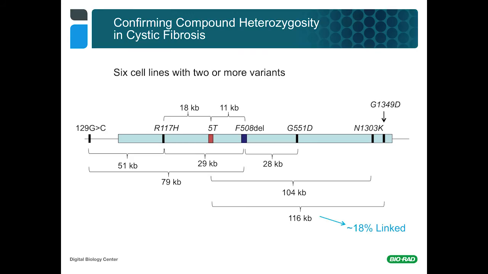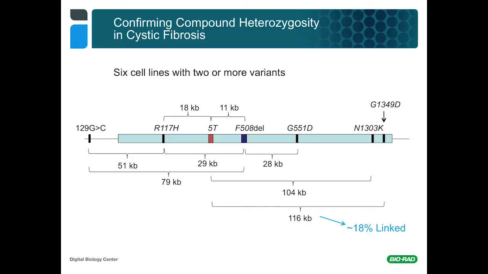We ordered 6 cell lines that were positive for 2 or more variants. The approximate location of these variants along the CFTR gene are shown here. The long blue box represents the gene from the start codon to the stop codon. One cell line contained a 129 guanine to cytosine variant located in the promoter. Shown in red is the location of the polythymine tract in intron 8, which affects splicing of exon 9. The remainder of the mutations are in the coding region. I bracketed the complex allele that we just covered.